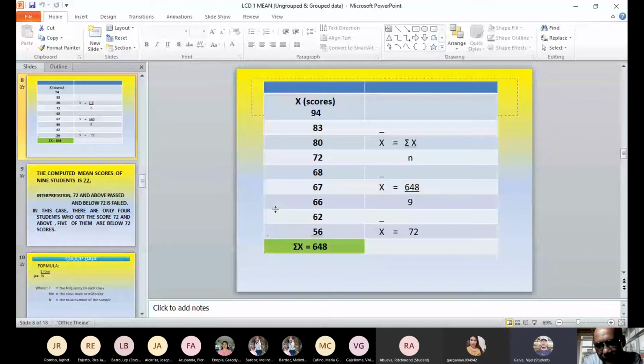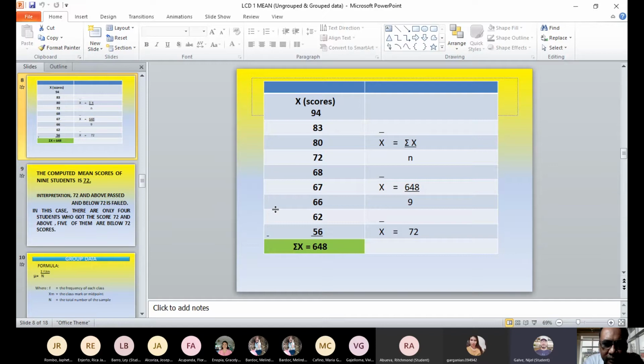Actually, to find the mean, you can arrange the scores from lowest to highest or highest to lowest, or even not arrange them at all. You do not need to arrange them to find the mean. You just sum up and divide by n. So from these scores, the summation is 648. To find the mean, divide this by 9. The result is 72.